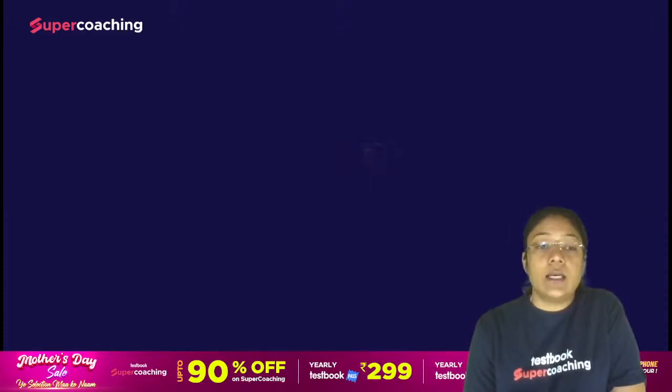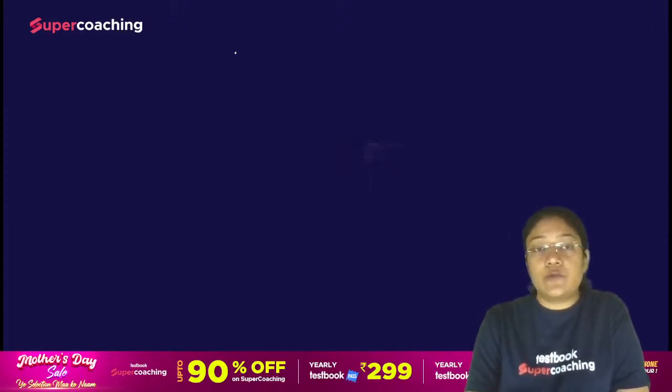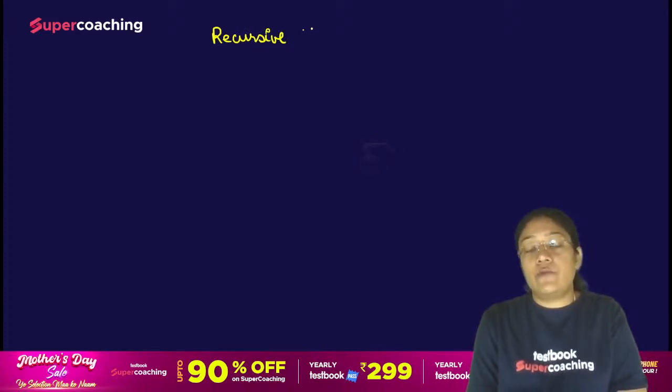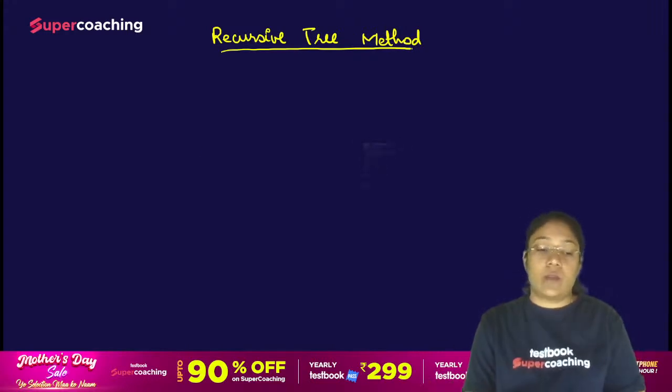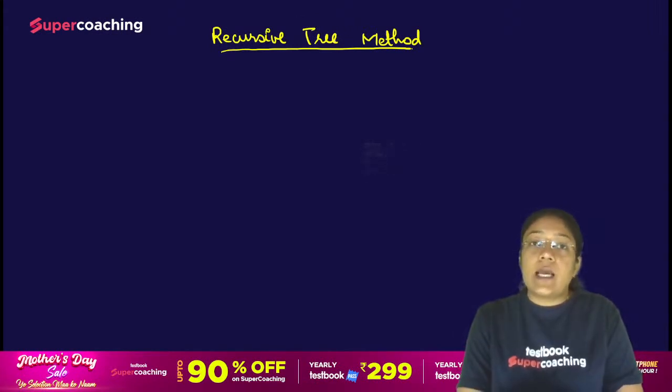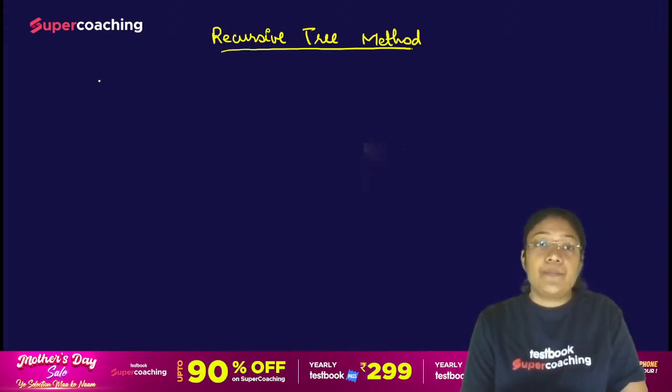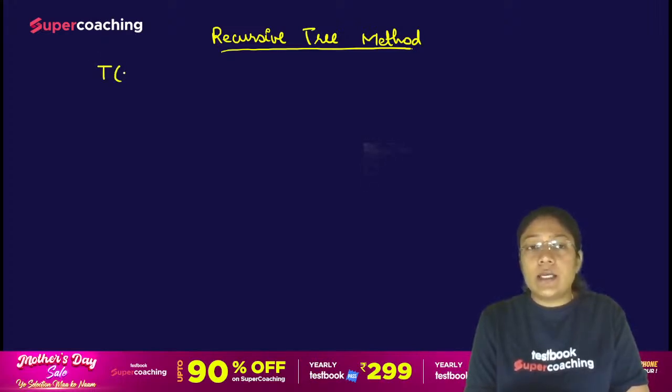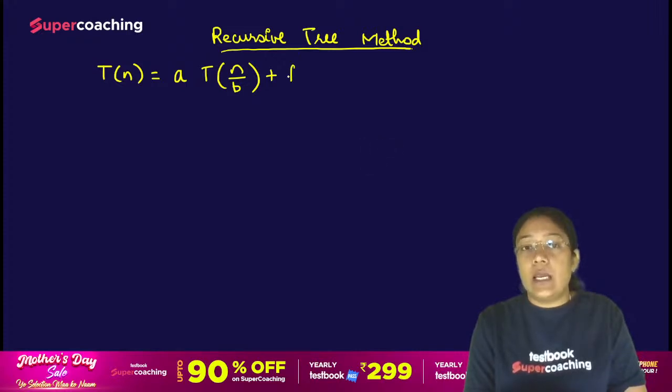Okay, anyways, let's move on to the next concept, that is recursive tree method. That is the second method for solving a recurrence relation. Now, here, obviously name itself is saying that here we are going to construct some tree. We have already discussed if a recurrence relation is given like a T n by b plus f of n.